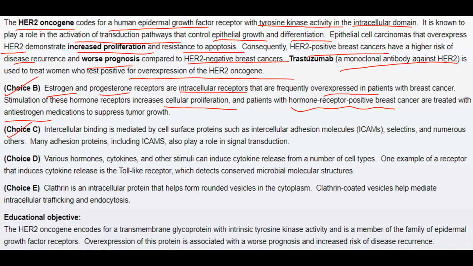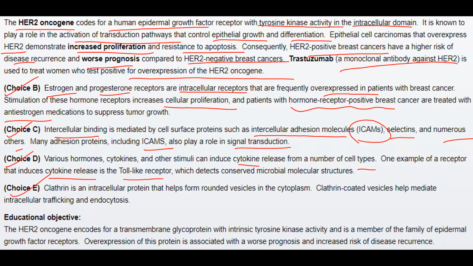In choice C, intercellular binding is mediated by cell surface proteins such as intercellular adhesion molecules, also known as ICAMs, selectins, and numerous others. Many adhesion proteins, including ICAMs, also play a role in signal transduction. In choice D, various hormones, cytokines, and other stimuli can induce cytokine release from a number of cell types. One example of a receptor that induces cytokine release is the toll-like receptor, which detects conserved microbial molecular structures.